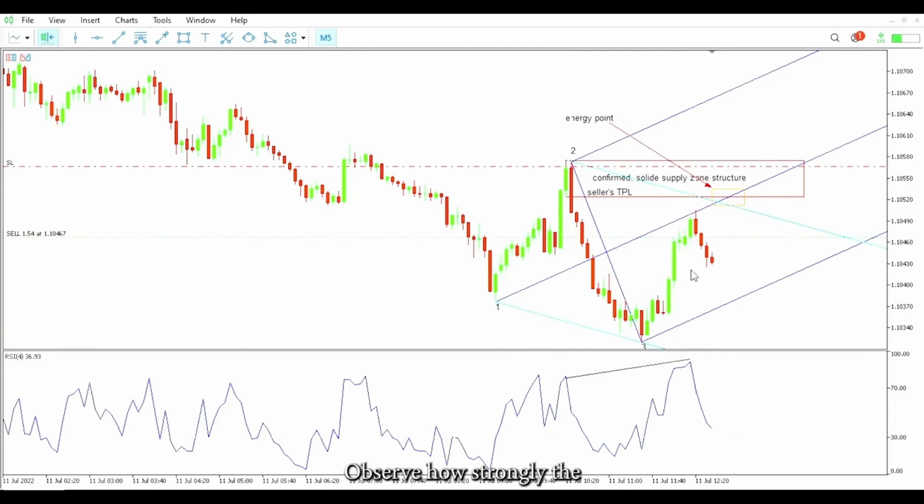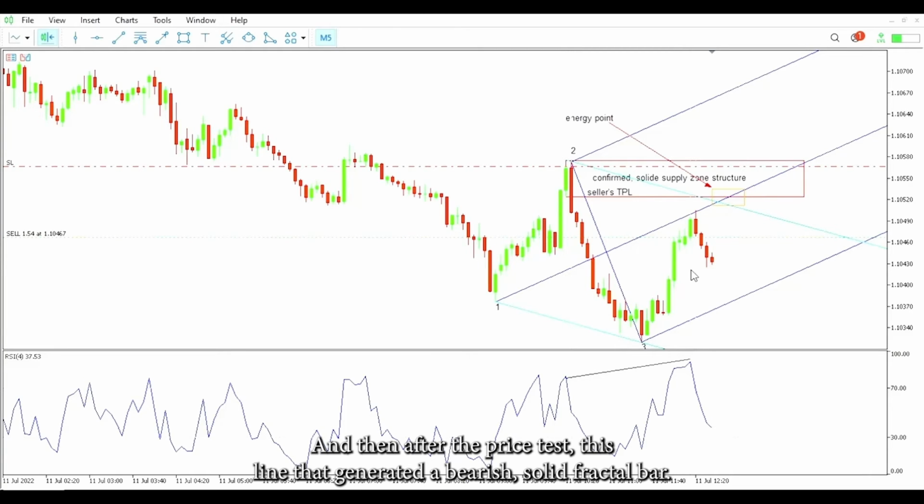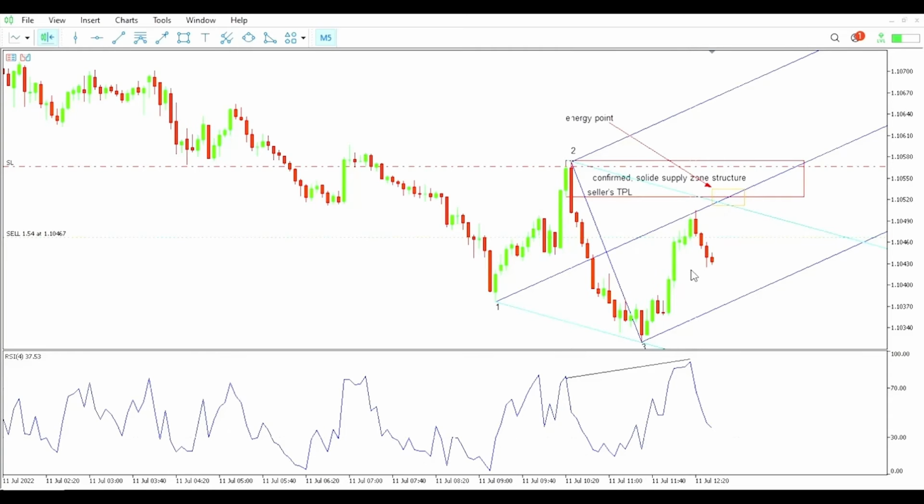Observe how strongly the buyers retrace back to the middle pitchfork line. Remember, we are using the pitchfork to measure a potential area where these buyers might run out of energy again. Observe how the volatility of these buyers decreased dramatically as the price nears the middle line, and then after the price tests this line it generated a bearish solid fractal bar.